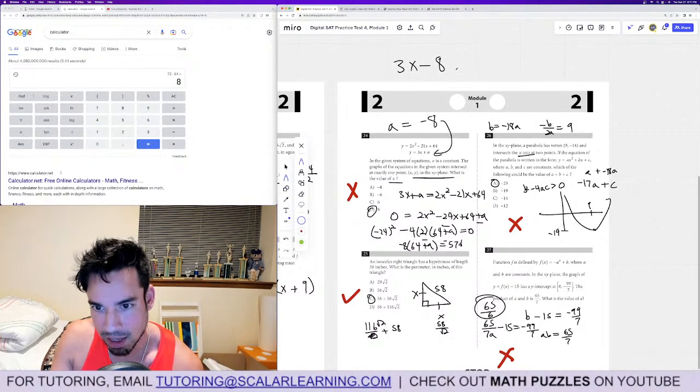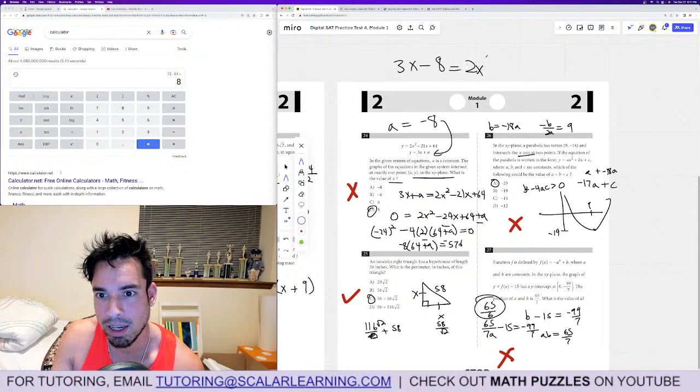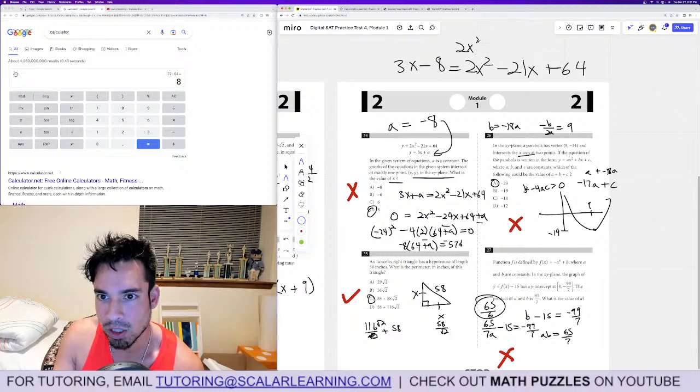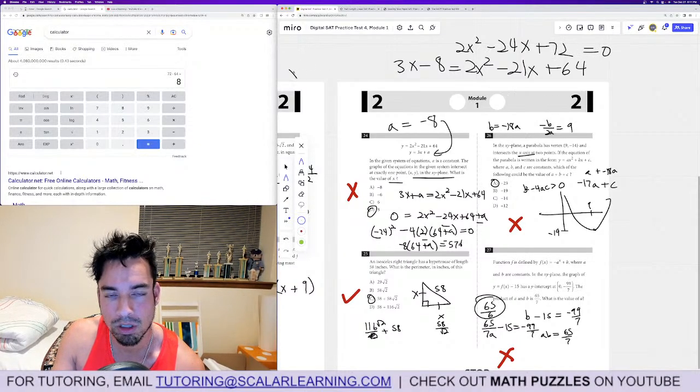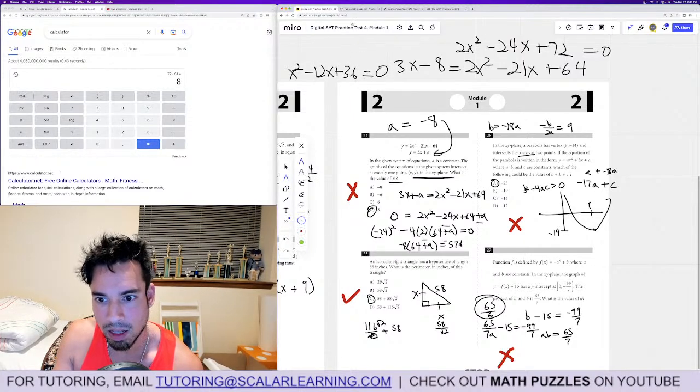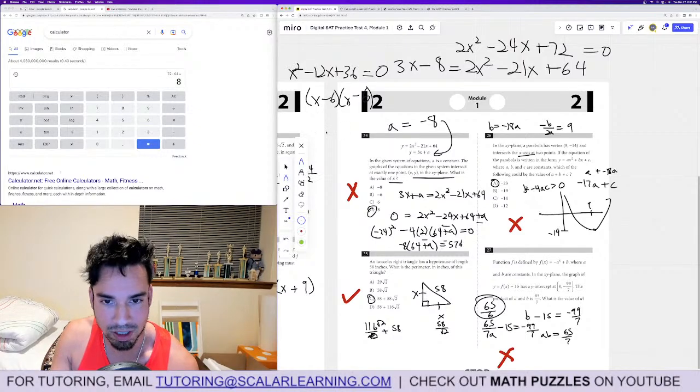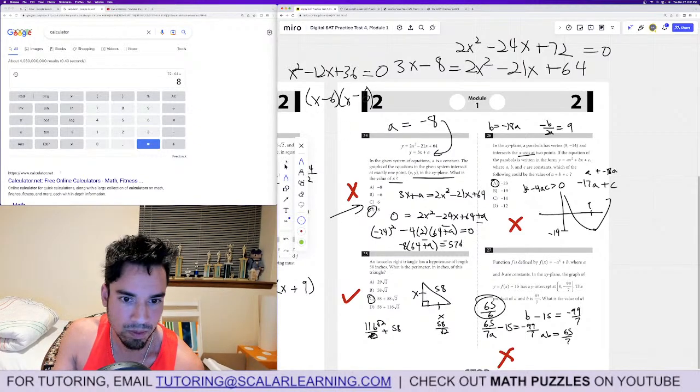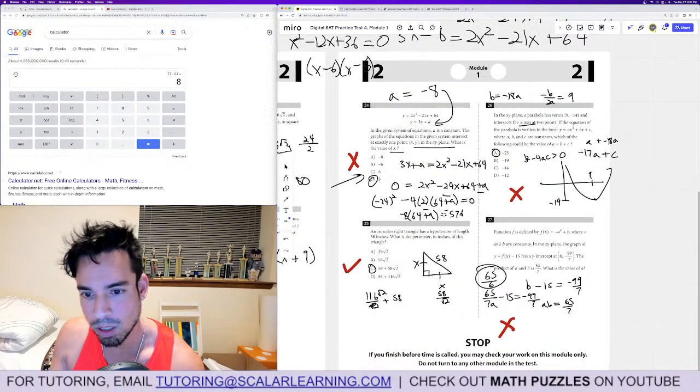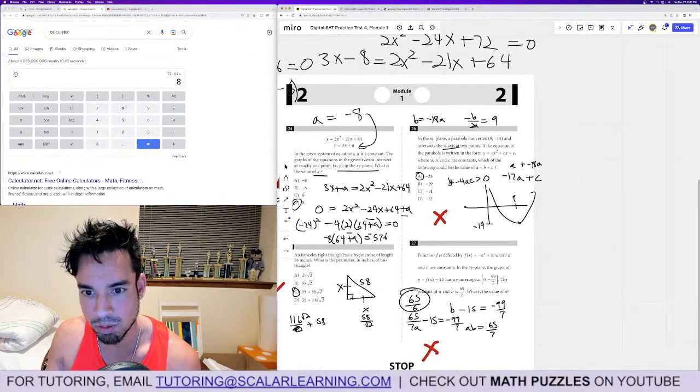And then you set them equal to each other again. Okay, this is a really long problem. Plus 64, and then you get 2x squared minus 24x plus 72 equals 0. Divide everything by 2 just to simplify: x squared minus 12x plus 36 equals 0. And then we can factor it, it's x minus 6 squared, and there's one solution, which is 6, so that's why it's C. Yeah, I didn't have a shot when I was running so low on time. I just didn't even read it correctly.